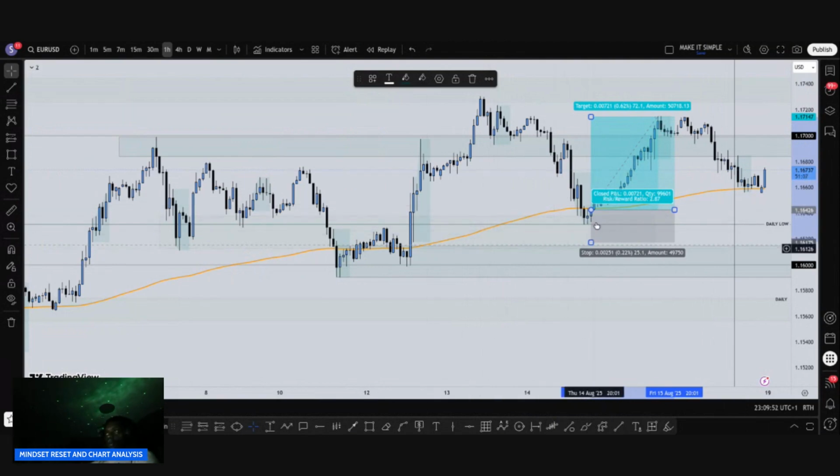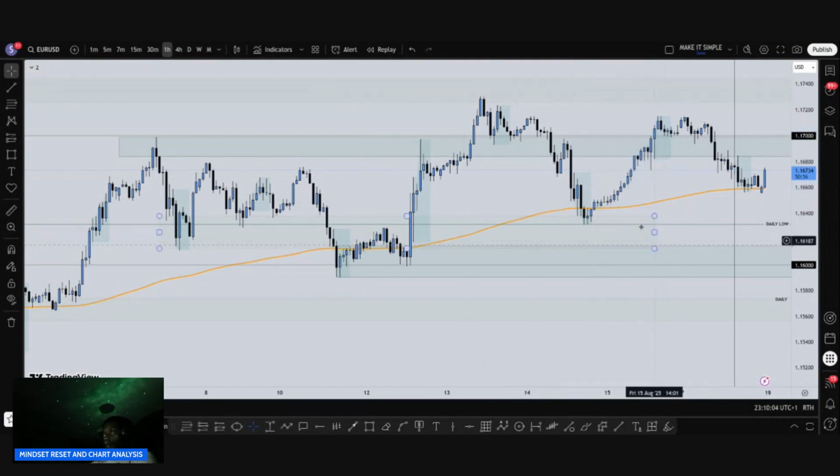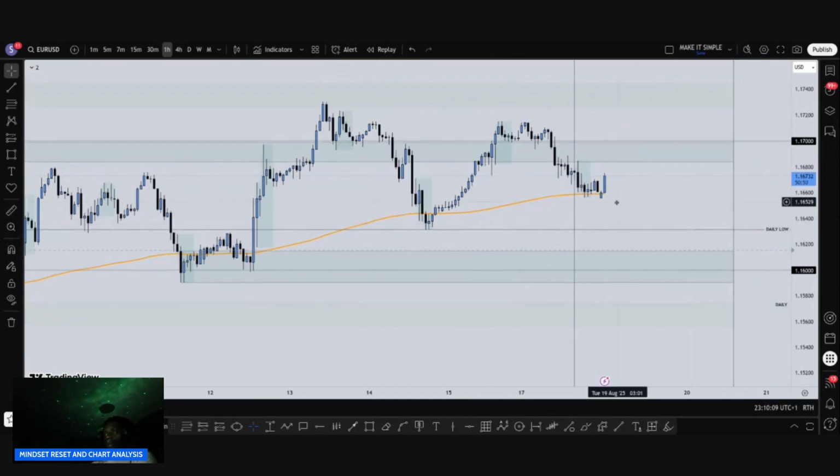So wait for them. Once price gets there, it's going to react and give you some signals for the direction that you're predicting the price needs to go. Then you can take advantage of it with confidence. We'll see. So let's see what's going to happen this week.